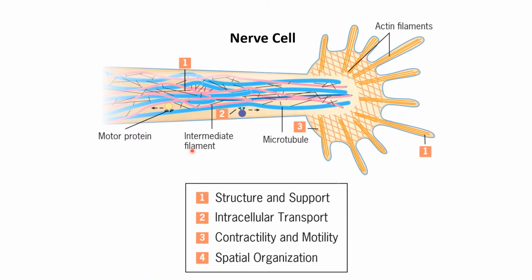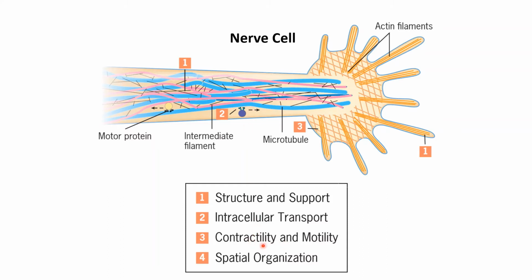Then here we have in the nerve cell, structure and support. We can see here also that the cytoskeletal elements serve as structure for, say, the axon of nerve cells. Then we have intracellular transport. The movement of neurotransmitters from the cell body to the synapse is actually aided by transport proteins which move along microtubules, as we see here.